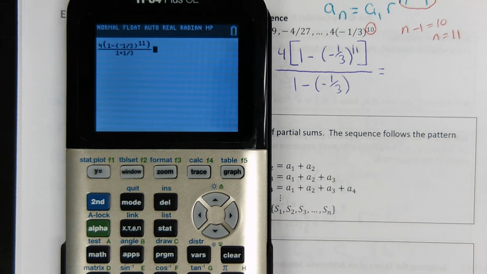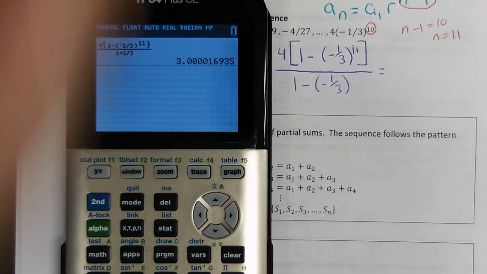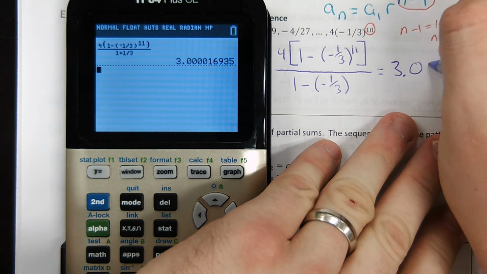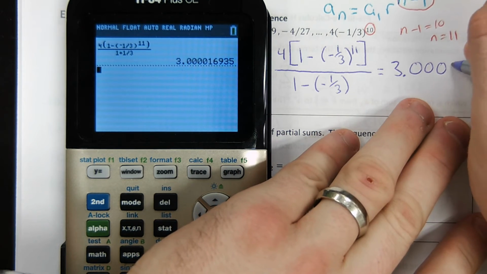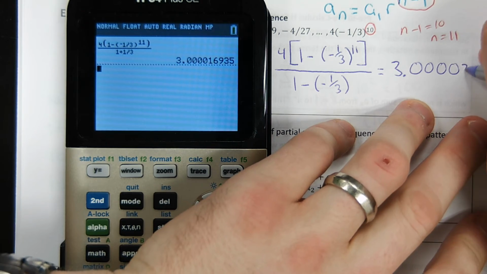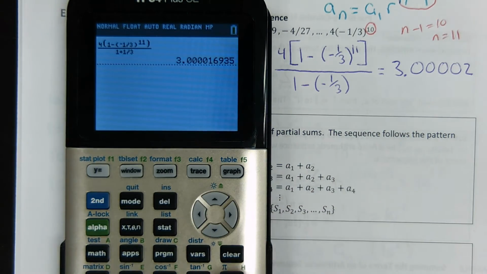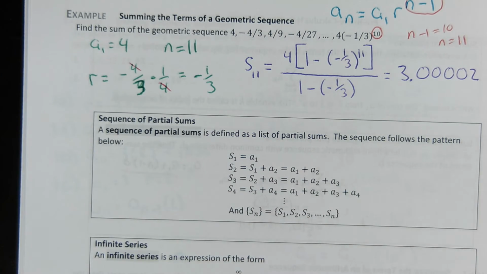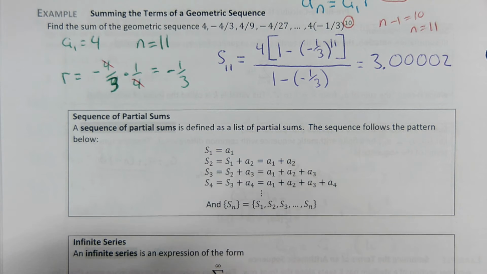Watch what this thing equals. A number that's just a little bit bigger than 3. Let's give it 5 decimals. There we go, a number really close to 3. That's interesting. That's so insanely close to 3.